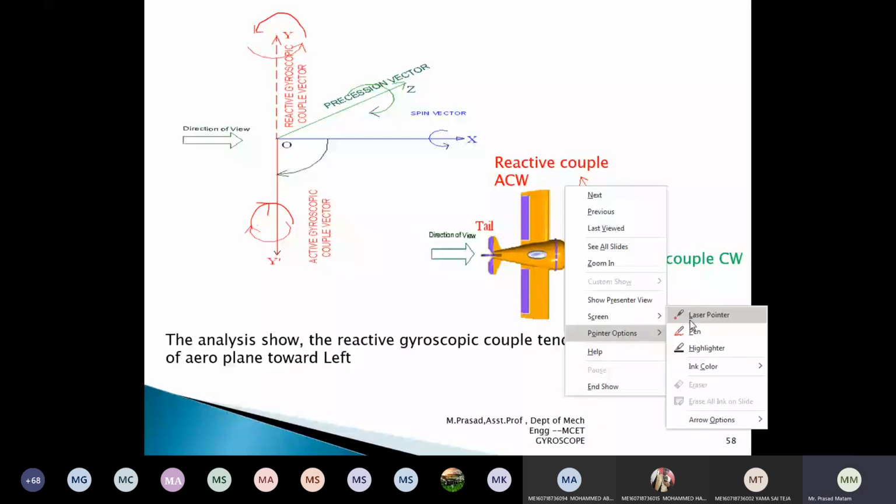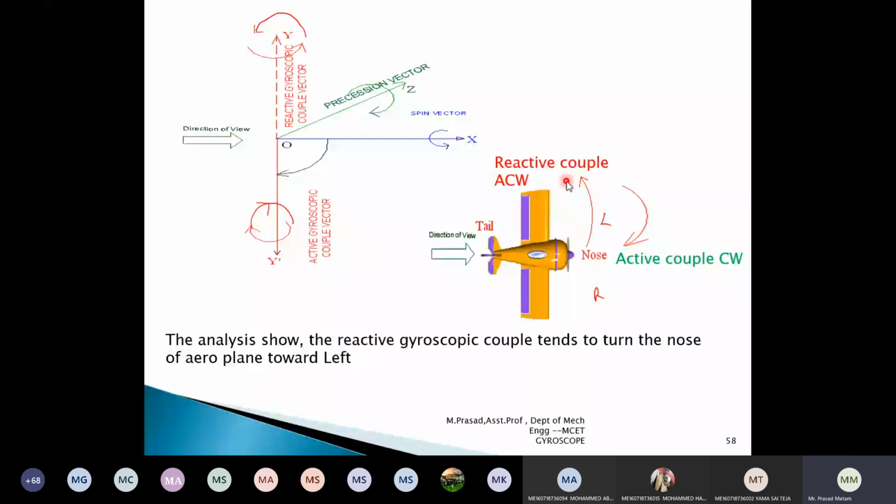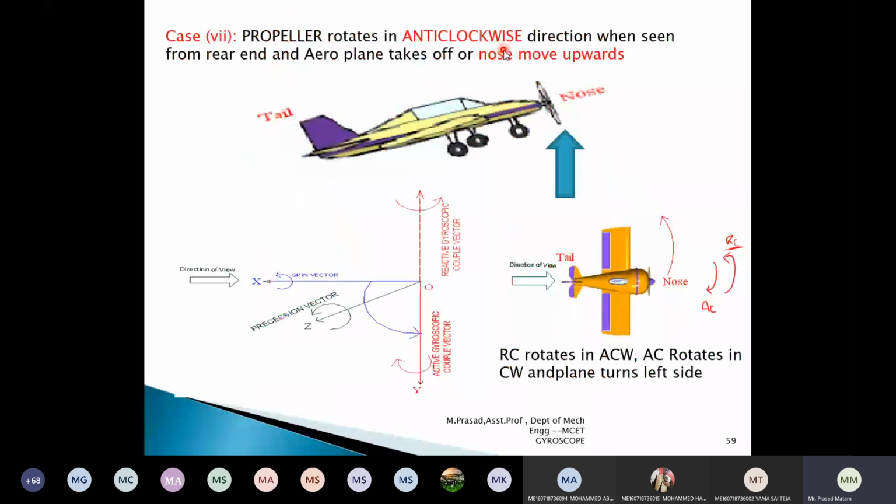Next case. Propeller rotates in anti-clockwise motion and aeroplane is taking off. You can see that notation of active couple and reactive couple. Here, reactive couple is rotating in anti-clockwise motion and active couple is rotating in the clockwise. You can see here, active couple is rotating in clockwise, reactive couple is rotating in anti-clockwise. Means aeroplane turns towards the left side. This is the answer we have to write.